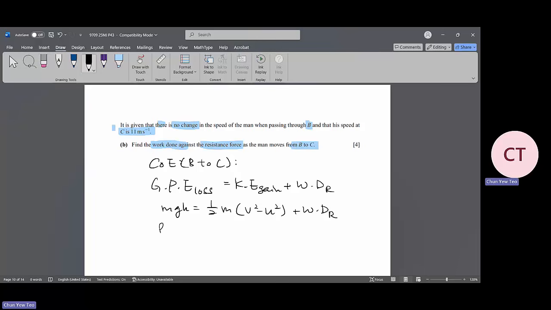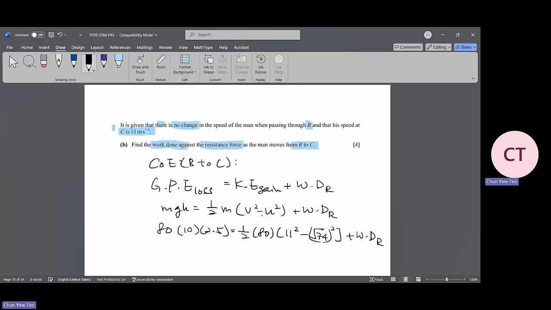So the M is 80. The G is 10. The height is 2.5. The mass is 80. The V squared is 11. The V is 11. The U squared is the square root of 74 plus the work done by the resistance.